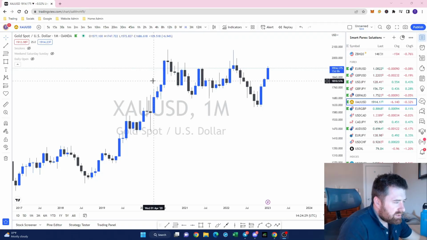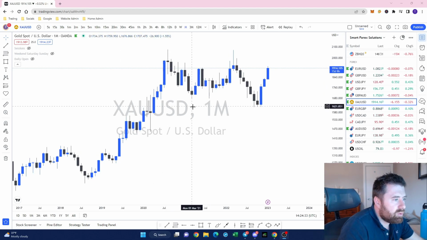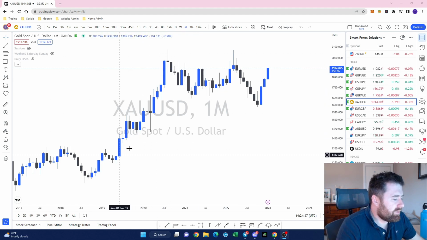Okay guys, so this here is your top down analysis. This is being recorded for the Telegram group. So if I'm looking at this area here, this is a monthly chart.